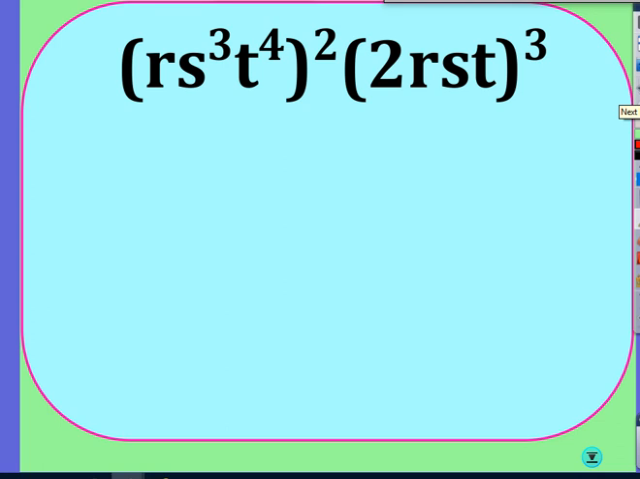Notice this next example has two parentheses that have power to power. We know it's power to power because we notice the exponent on the outside of the parentheses. I will start by evaluating the first set of power to power, which is r s to the third t to the 4th raised to the 2nd power. Now I will evaluate the second set of power to power, which is 2 rst raised to the 3rd power.